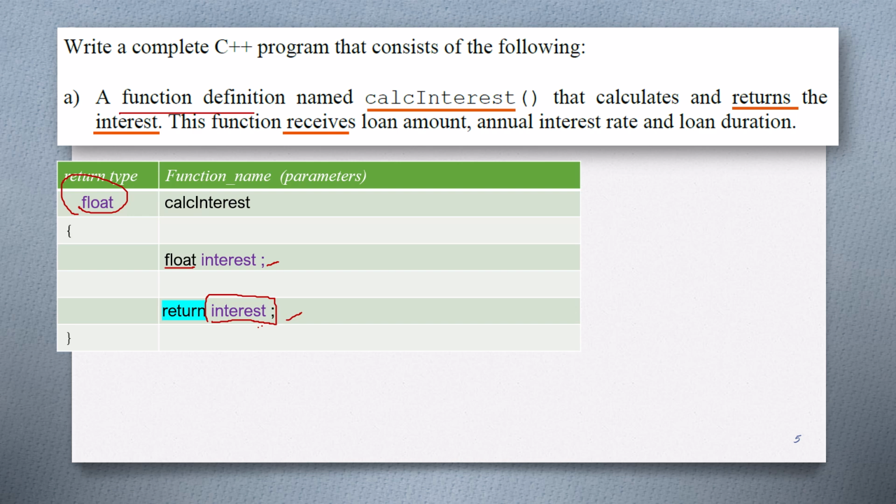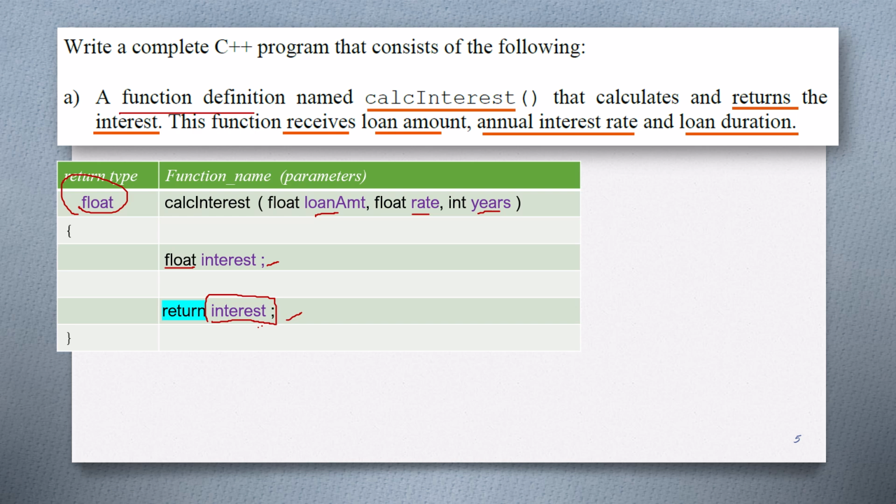Next one, it says here the function receives something, so you have to provide the values in the parameter section. It receives the loan amount, the annual interest rate, and also the loan duration. So there are three values the function receives. These three values are the parameters: the loan amount, the rate, and then the years.